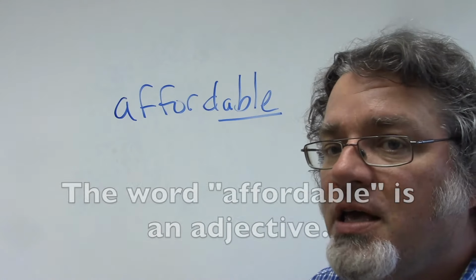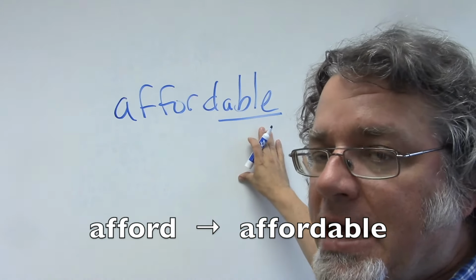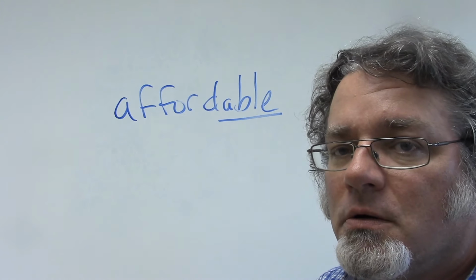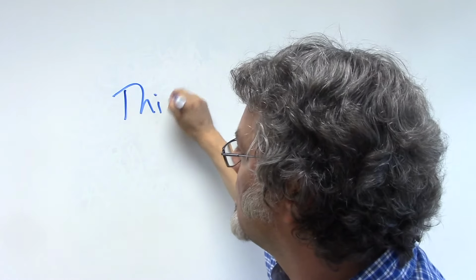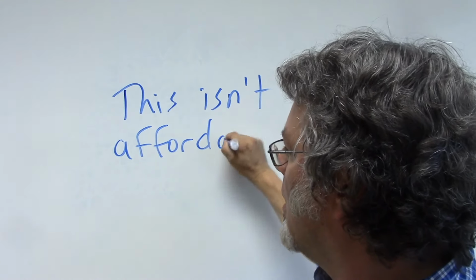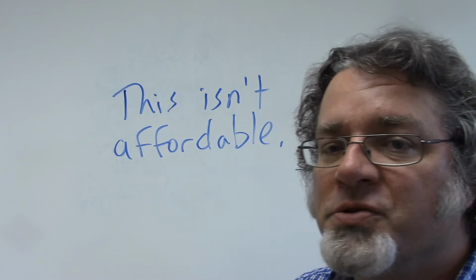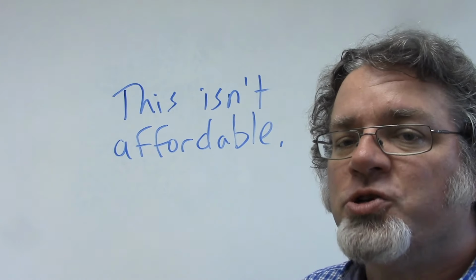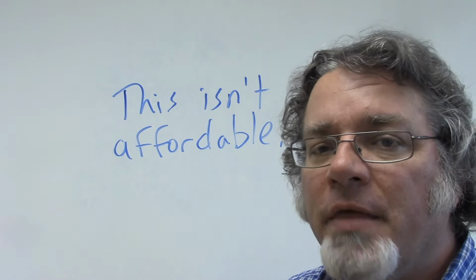This suffix, able, changes the verb afford to an adjective, affordable. This isn't affordable. Whatever this is, a person would say this isn't affordable if he or she does not have the money for it. This isn't affordable, that's not affordable.